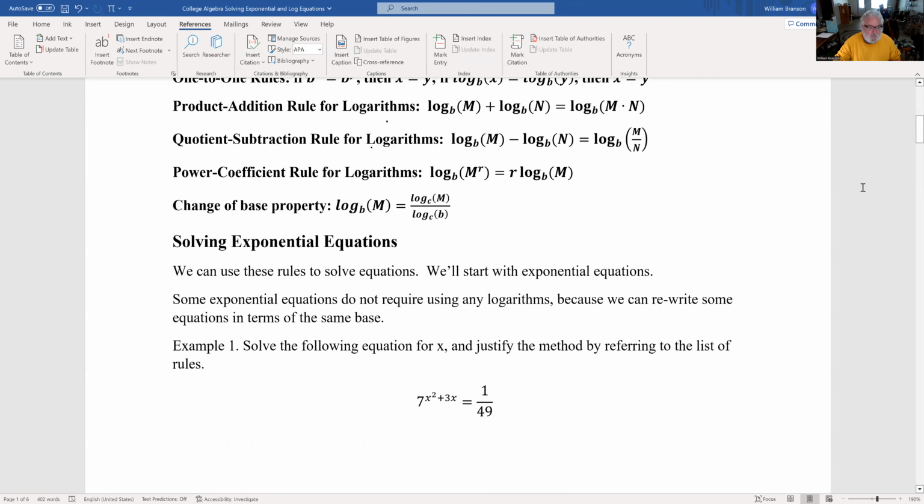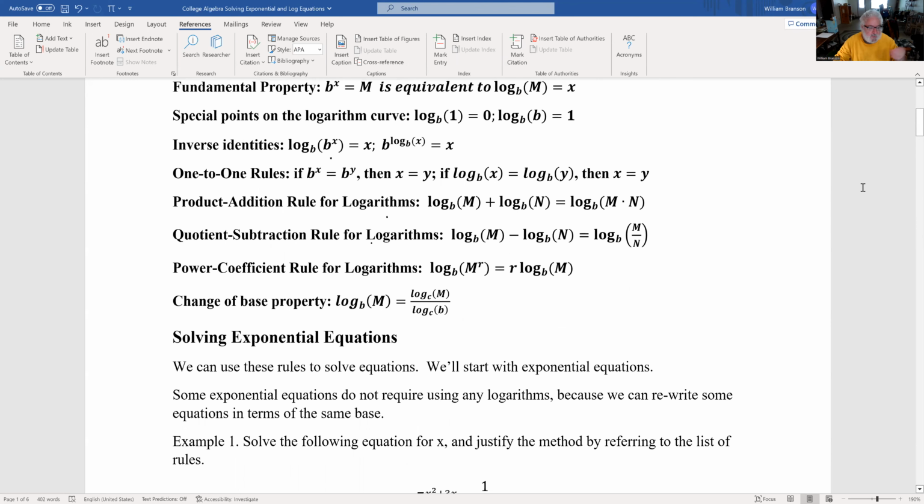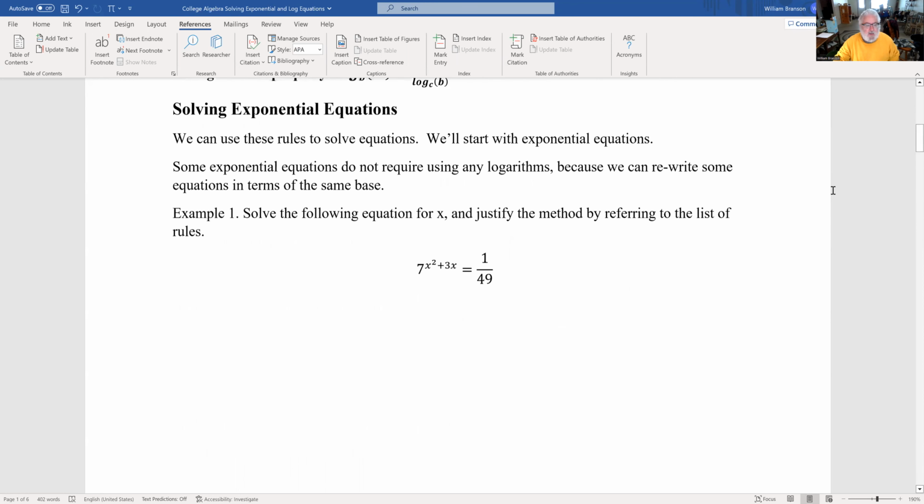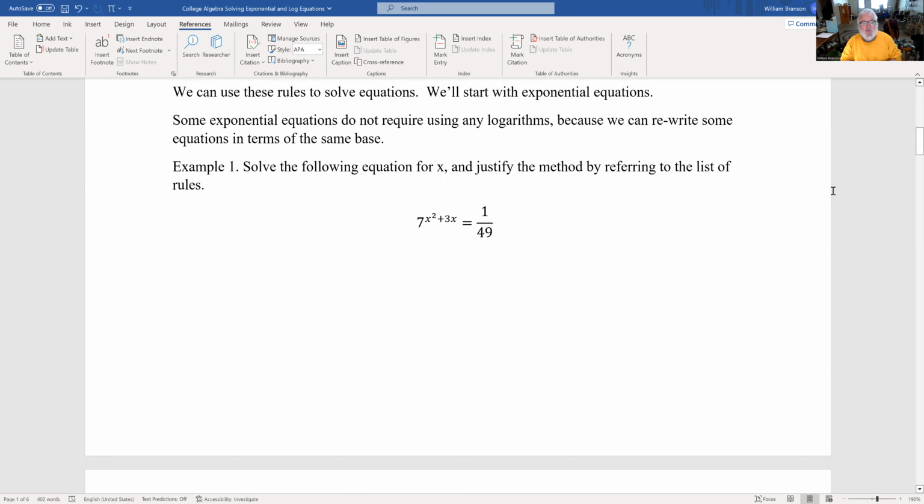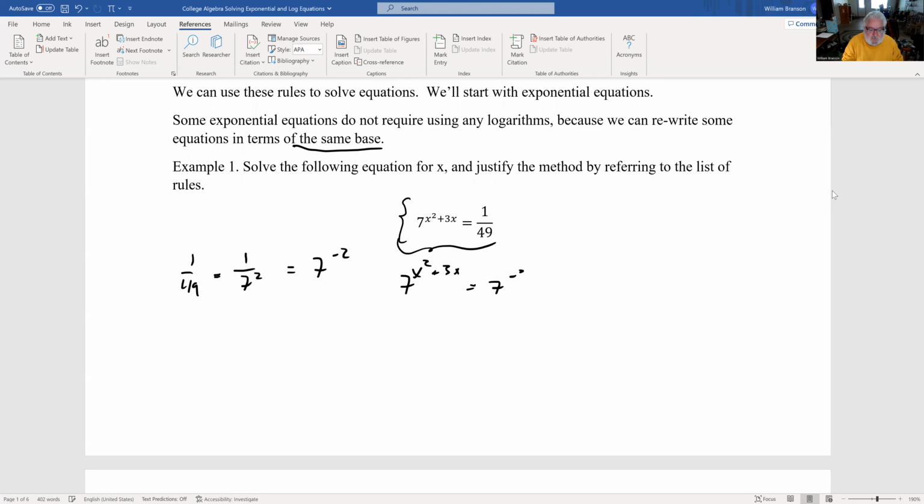So solving exponential equations, we can use these various rules to solve equations, but some exponential equations, you don't actually need to use any logarithms because you can rewrite them in terms of the same base. So if we're looking for this, we can say, well, we know 1 over 49 is 1 over 7 quantity squared, which is 7 to the minus 2. So we can rewrite this equation as 7 to the x squared plus 3x equals 7 to the minus 2.